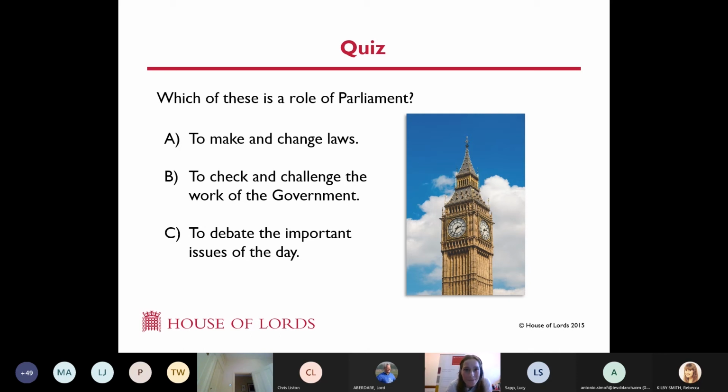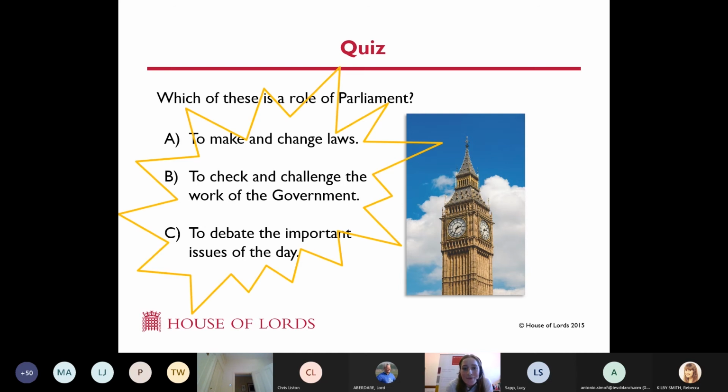All right, I'm going to give you 10 more seconds. 3, 2, 1. I'm sorry, it was a trick question. All of these are roles of Parliament. So it's Parliament's role to make and change laws, to check and to challenge the work of government, and to debate the important issues of the day. So all three are roles of Parliament, and some of you might have noticed that already.